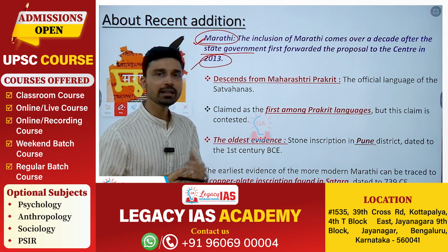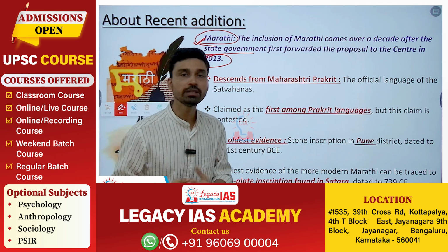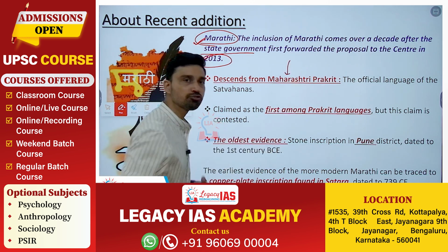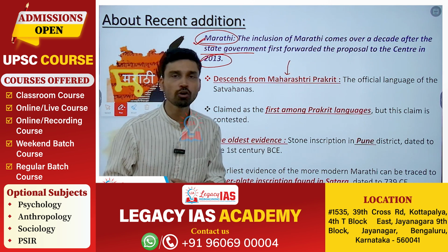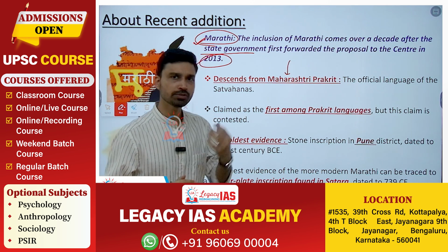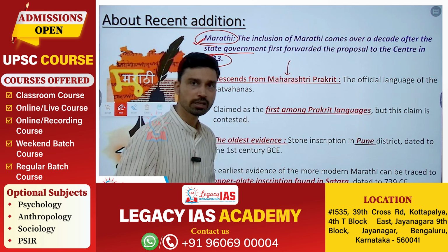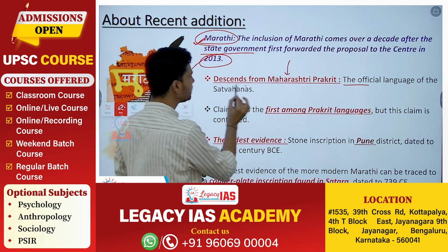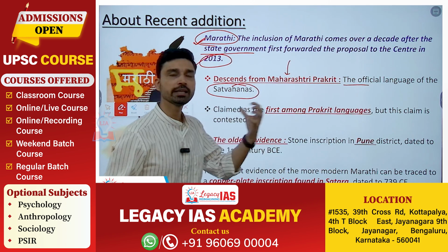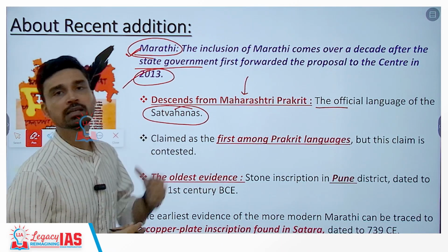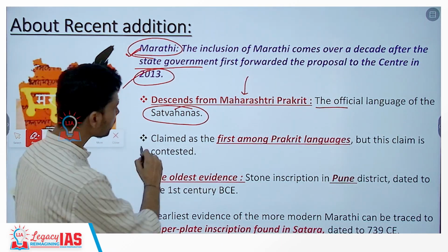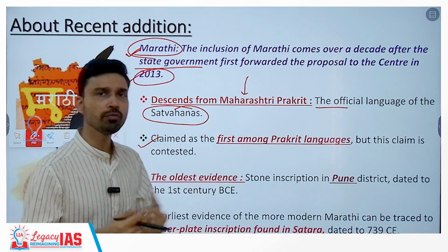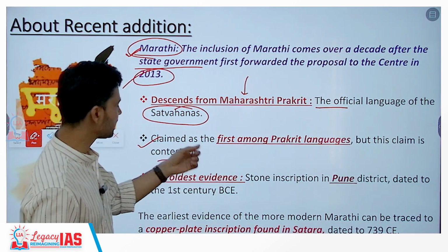Now, if you look at the Marathi language itself, it is believed that the language has descended from Maharashtri Prakrit. Maharashtri Prakrit is a form of Prakrit which was spoken in the western region of Maharashtra, and it is also believed to be the official language of one of the most notable kingdoms of medieval India, the Satavahanas. Thus, it is also claimed as the first among the Prakrit languages, but overall we can say that this claim is heavily contested.